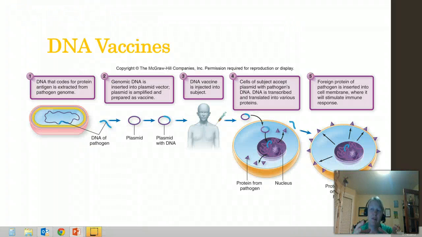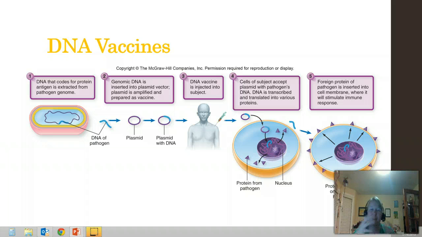A new type of subunit vaccine that gets talked about a lot is DNA vaccines. And in this, we essentially do what we talk about with E. coli and insulin, but we do it with our own cells. We take a part of the DNA of the pathogen, insert it into our cells, and allow that to create the antigen that will then stimulate our immune system. So there's no risk of an infection or anything like that, and it's all within your cells.